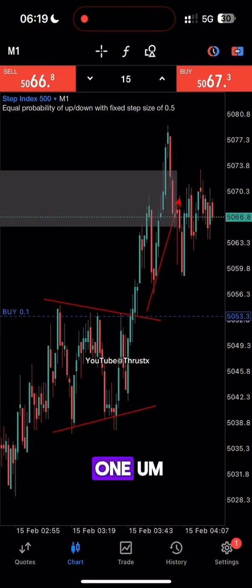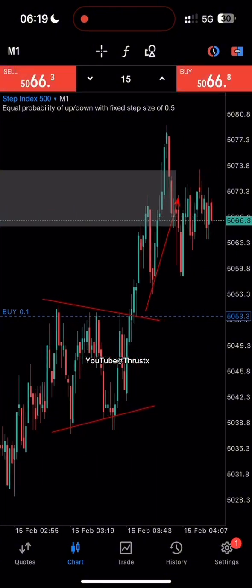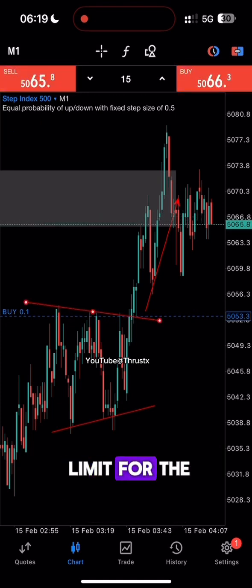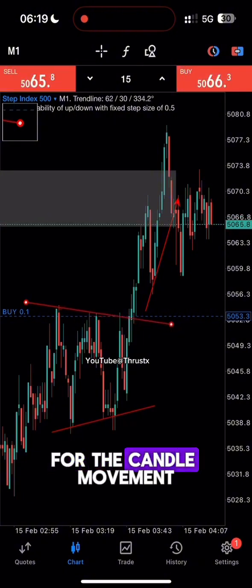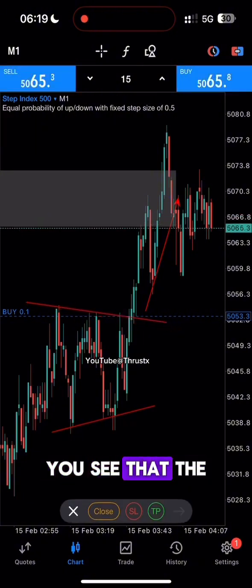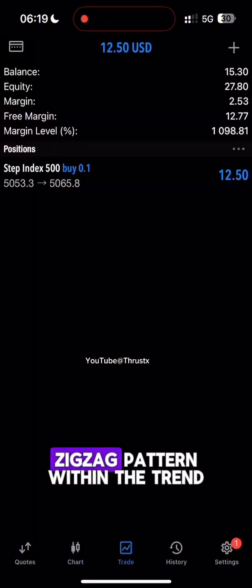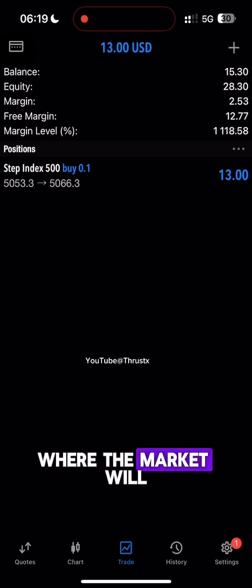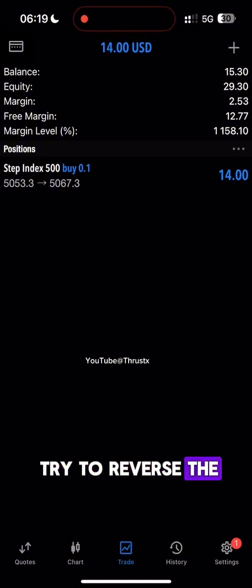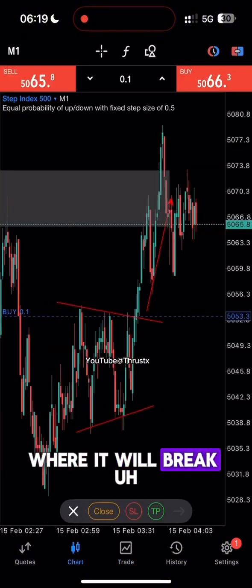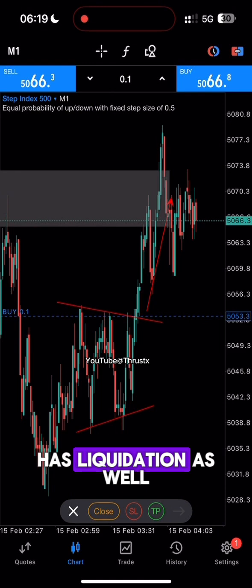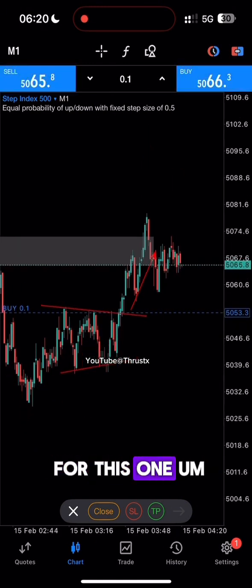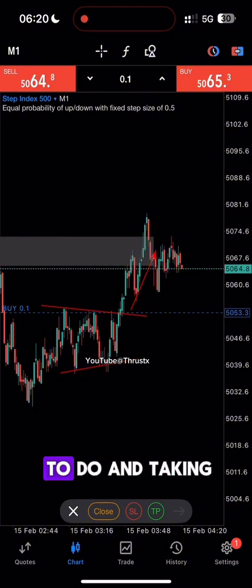The second one, the limits for my trend lines. When you draw your trend line, it's like you are setting a limit for the candle movement. So for example, you see that the movement of the candles will be in a zigzag pattern within the trend. That will identify for you where the market will try to reverse, where it will break, and where it has liquidation as well. So for this one, it was very simple, very easy to do.